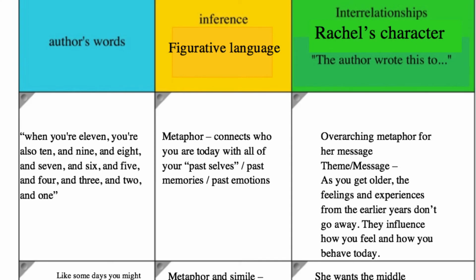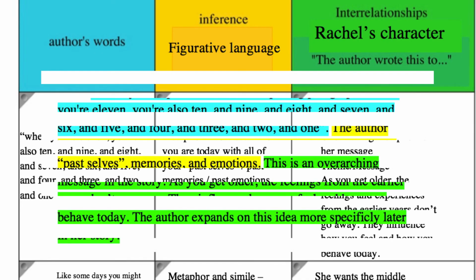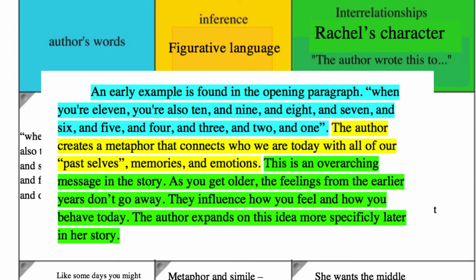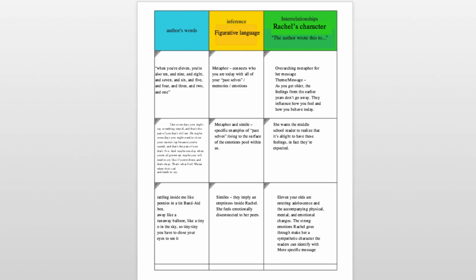Each row of your graphic organizer will now be written as a big idea paragraph. One way is to begin with the author's words and then explain the inference you made. The last sentences are used to explain how this evokes Rachel's character. Pause the video and write the information from your graphic organizer as 3 big idea paragraphs.